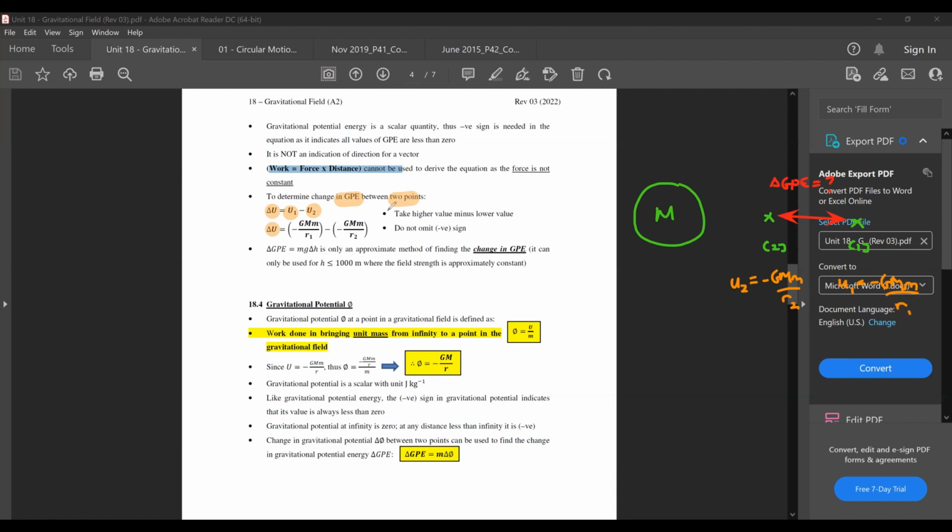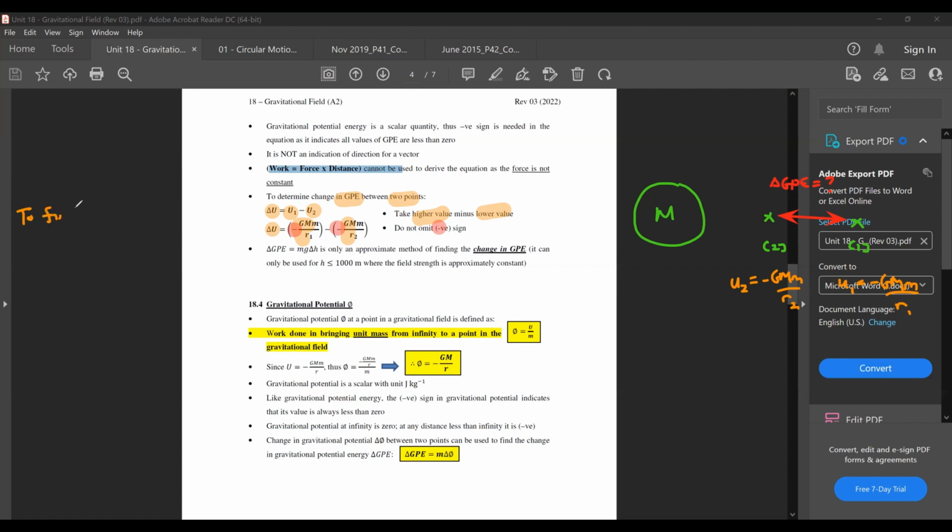If I want to take the difference in GPE between the two values, this one will be U1 minus U2. Generally, take the higher value minus the lower value. But when you sub in your values to find the difference, don't omit your negative. Please make sure the negative sign is still there. So just something to take note of, right? I think I mentioned this also in AS physics. I'm not sure whether I mentioned it for your class.